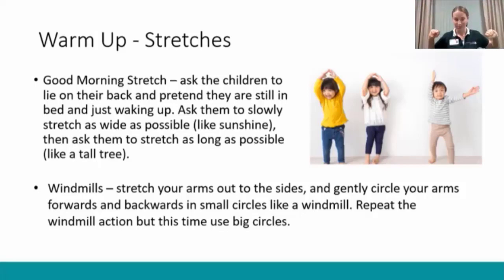Then we'll do some windmills. So everyone arms out to the side, and then we're going to slowly rotate our arms in small circles first. So forwards, and then let's go backwards. Good. Now make the circles bigger. Very good. Now forwards again, but big. Okay. Very good. Good. We can stop. A bit of a jiggle. Okay.